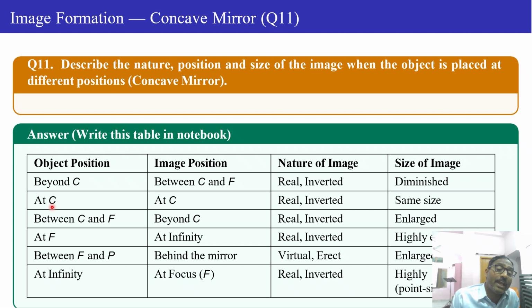If we take the object at the center of curvature, the image will be formed at the center of curvature. That is a real inverted image, the same size as the object, at C. Between center of curvature and focus, if you take the object between C and F, you get the image beyond the center of curvature. That image is a real, inverted image. That is an enlarged image.